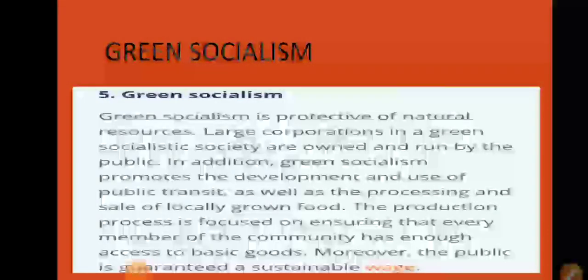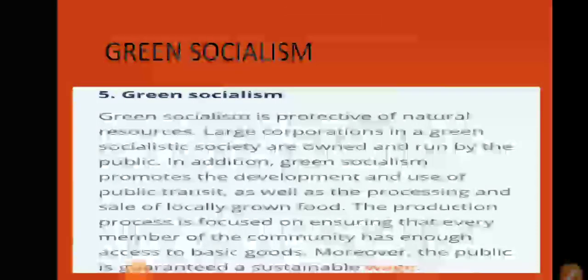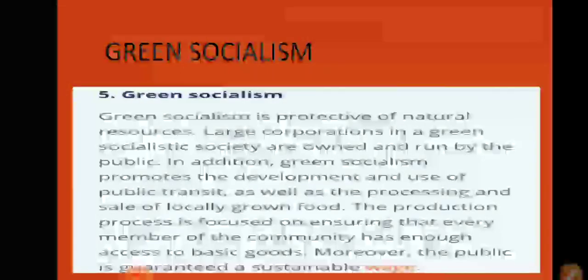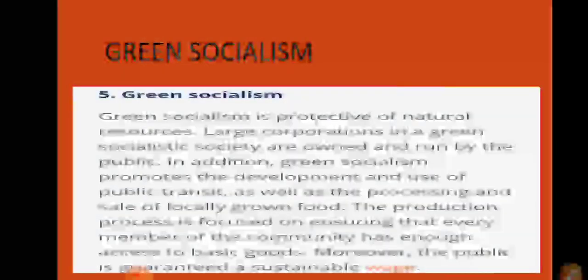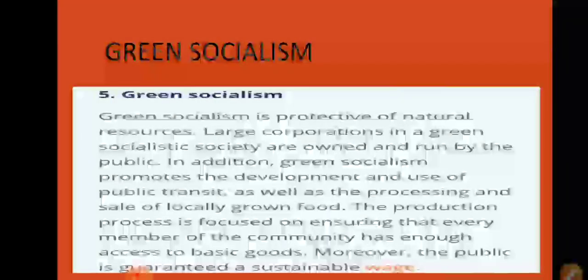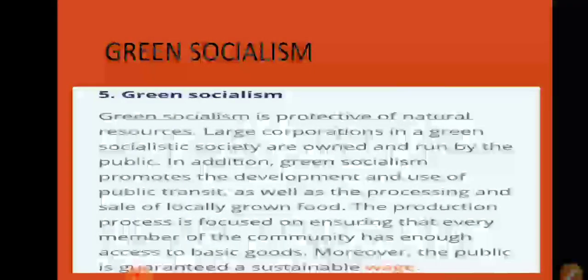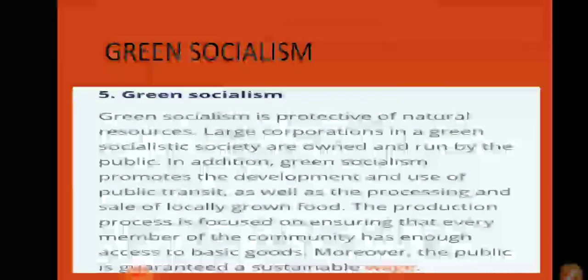So next, green socialism. What is the meaning of green socialism? Well, green socialism is protective of natural resources. Large corporations in a green socialistic society are owned and run by the public. So in simple terms, children, green socialism means protection of the natural resources by the large corporations of the society.